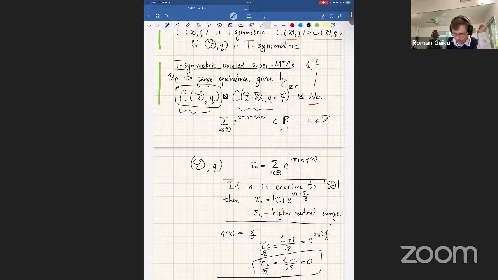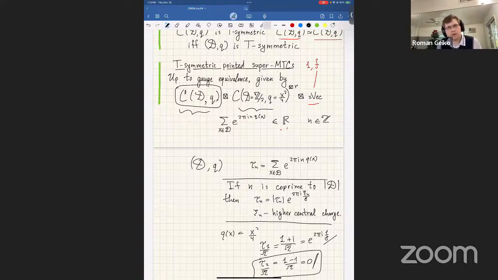In fact, just looking at these two sums, T1 and T2, I can tell you which theory we're talking about, and I can tell you if it's time reversal symmetric. Well, it's not, because this is not time reversal symmetric. So when people talk about higher central charge, they would discard this Gauss sum.